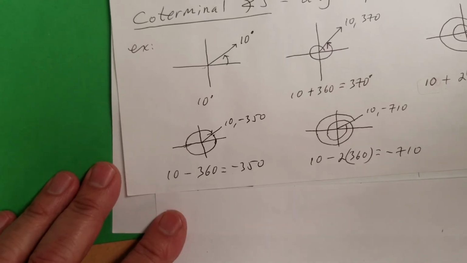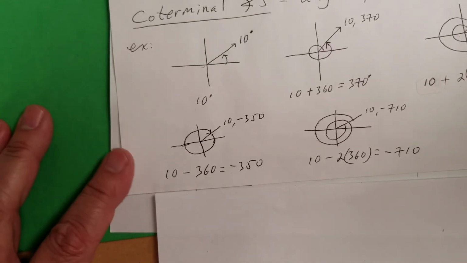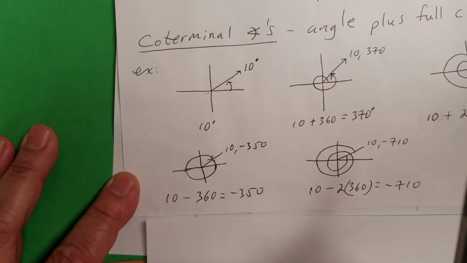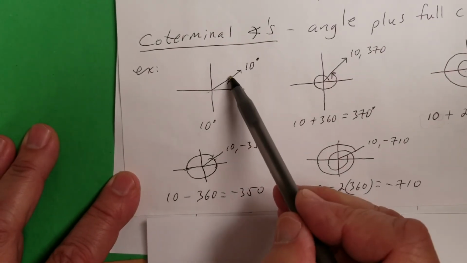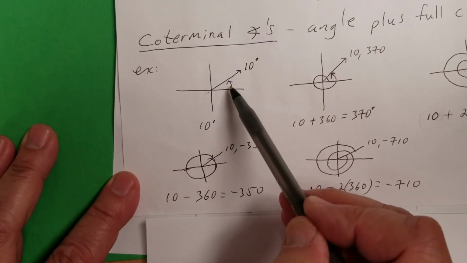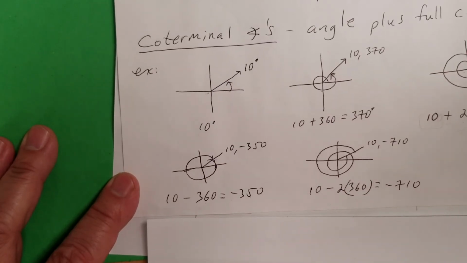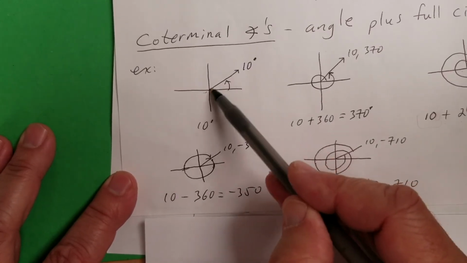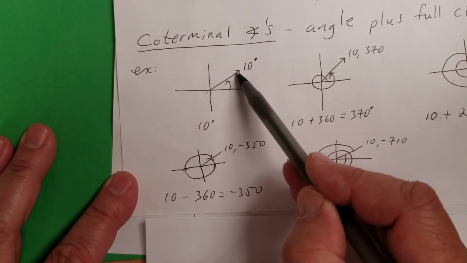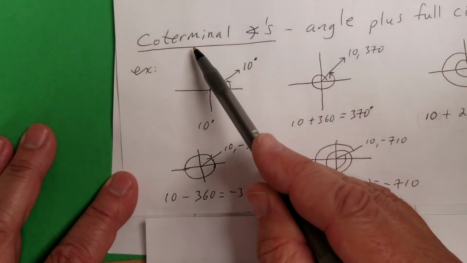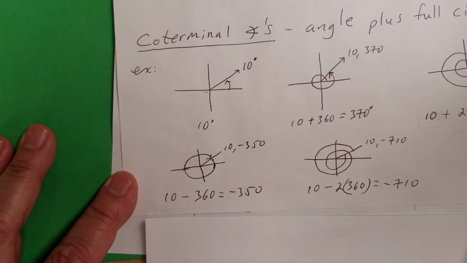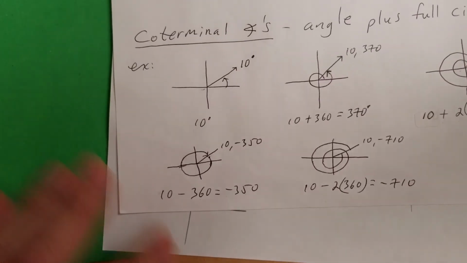Okay? I know I said a lot, but that's because there's many examples here, but all we're doing is going full circle one way or the other and adding or subtracting 360. And we get a new angle, but it's at the same place, the same position, coterminal. They share the same position. Okay?